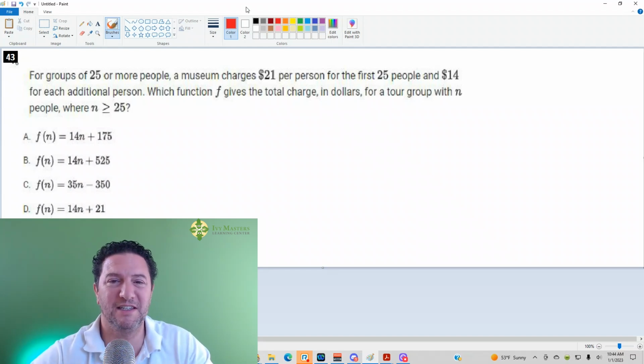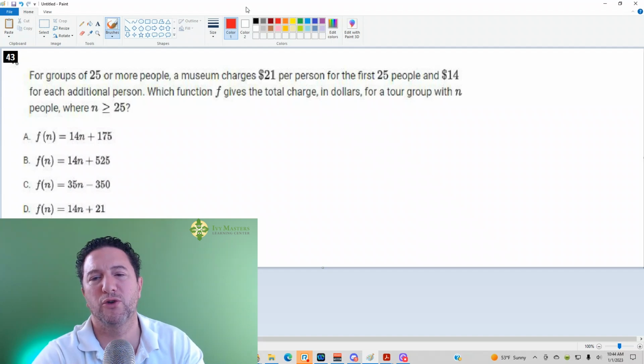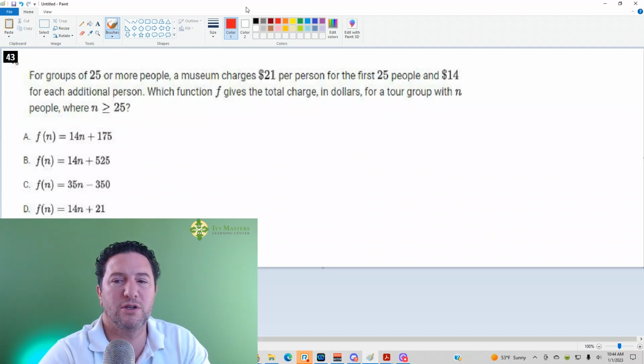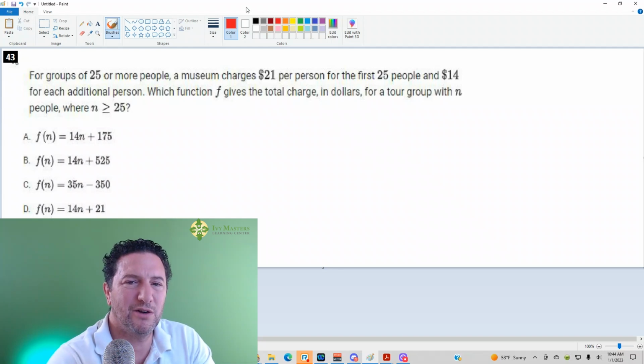Today we're going to look at the 43rd question from this new digital SAT practice version math, which reads: for groups of 25 or more people, a museum charges $21 per person for the first 25 people, $14 for each additional person. Which function f gives the total charge in dollars for a tour group with n people, where n is greater than 25?